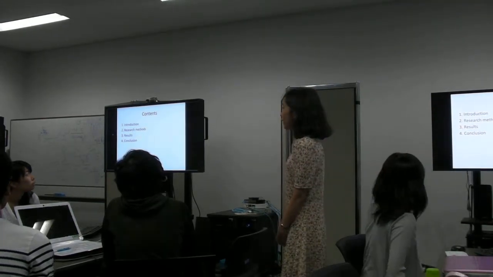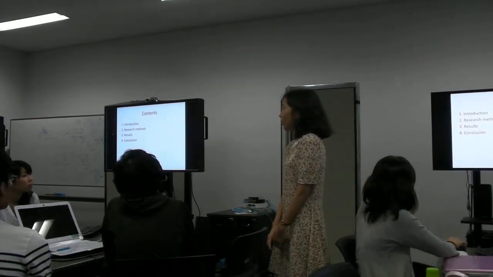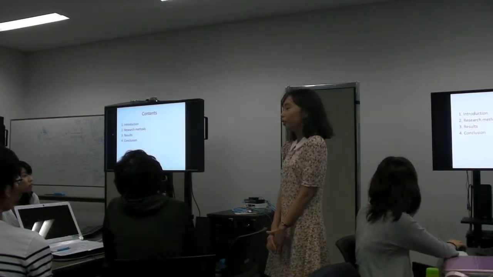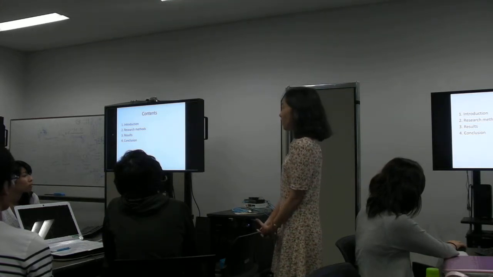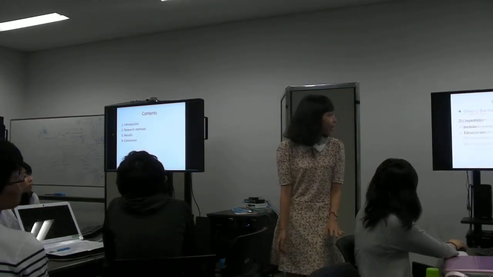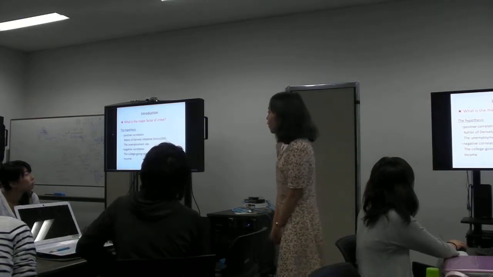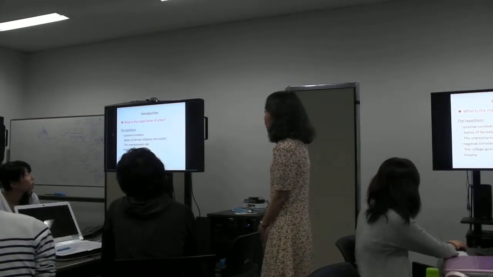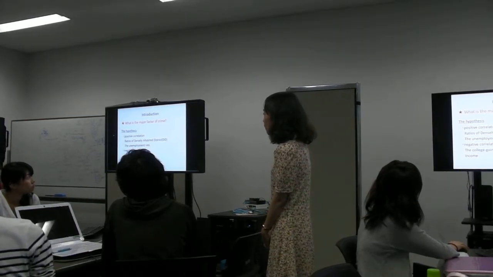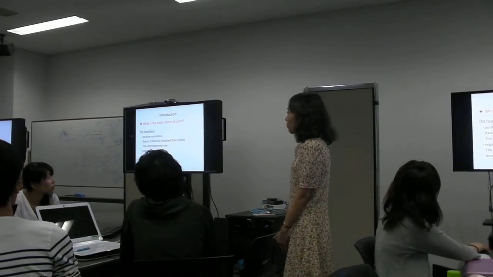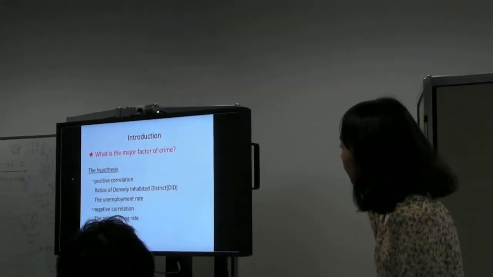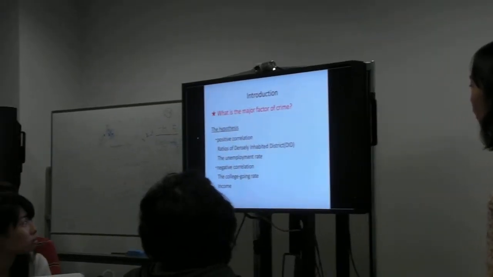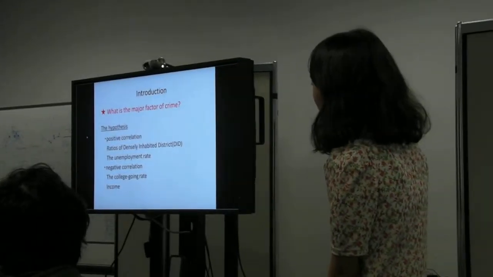Our group asked the question, what is the major factor of crime, and to answer the question we made some hypotheses. Firstly, we thought that the ratio of DID and the employment rate have positive correlations with the crime rate. Secondly, we thought the college-going rate and income have negative correlation with the crime rate.